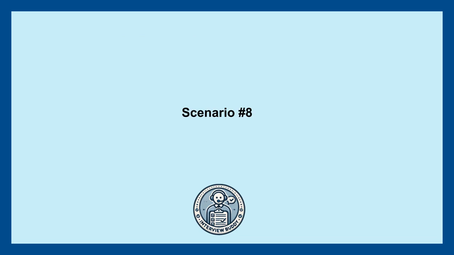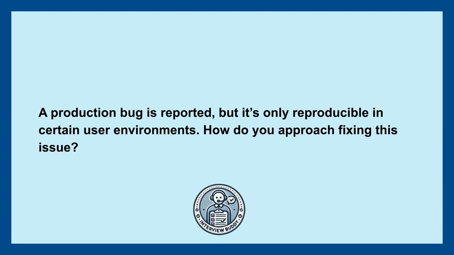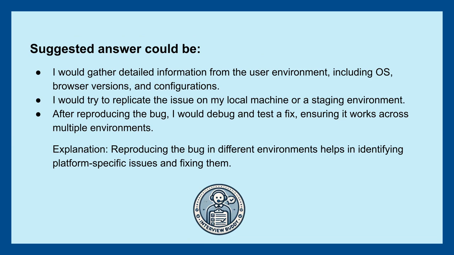Scenario number 8. A production bug is reported, but it's only reproducible in certain user environments. How do you approach fixing this issue? I would gather detailed information from the user environment, including OS, browser versions, and configurations. I would try to replicate the issue on my local machine or a staging environment. After reproducing the bug, I would debug and test a fix, ensuring it works across multiple environments.